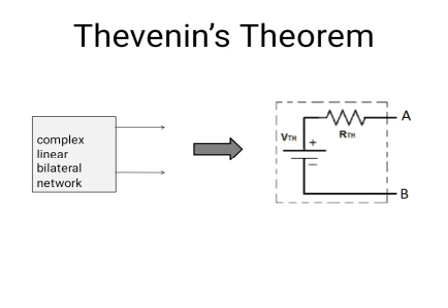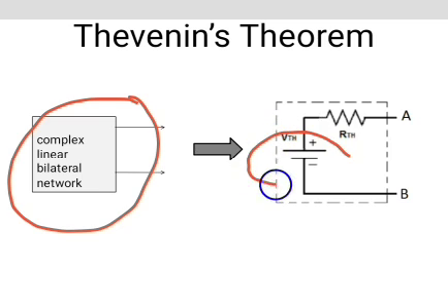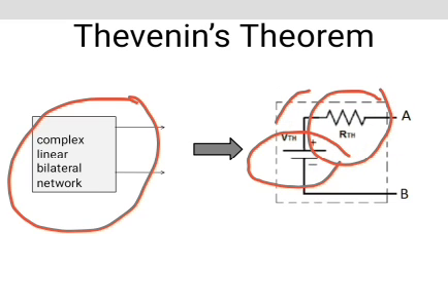This is the Thevenin's network. That means it actually states that a complex linear bilateral network having active or passive elements with two terminals can be replaced by a simple circuit containing a voltage source called Thevenin's voltage source VTH and a resistance called Thevenin's resistance RTH connected in series with it.